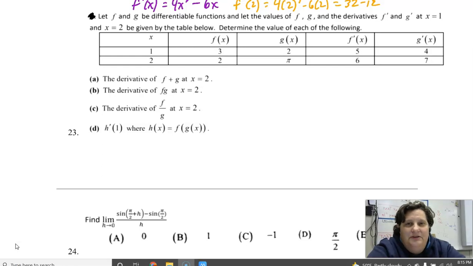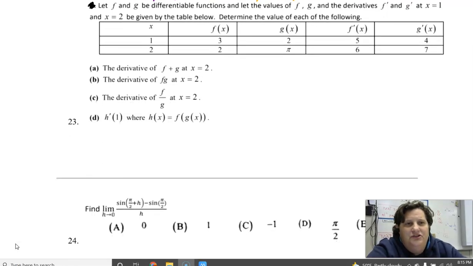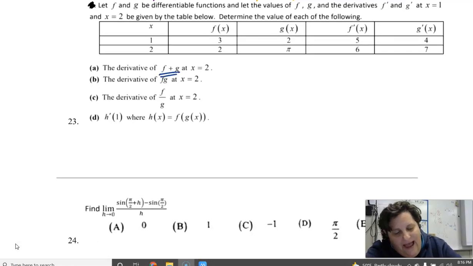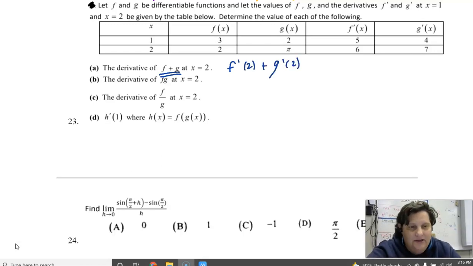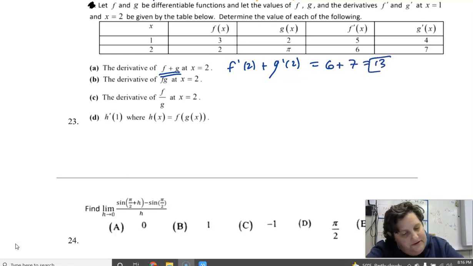All right, let f and g be differentiable functions, and the values of f, g, and the derivatives are all in the table below. Determine the value of each of the following. Oh, this is the best. You guys ready? These are so great. Look. If I'm adding two functions, the derivative would just be f prime at 2 plus g prime at 2. When you're adding, you just add the derivatives, right? Well, f prime at 2 is 6. G prime of 2 is 7. 6 plus 7 is 13.